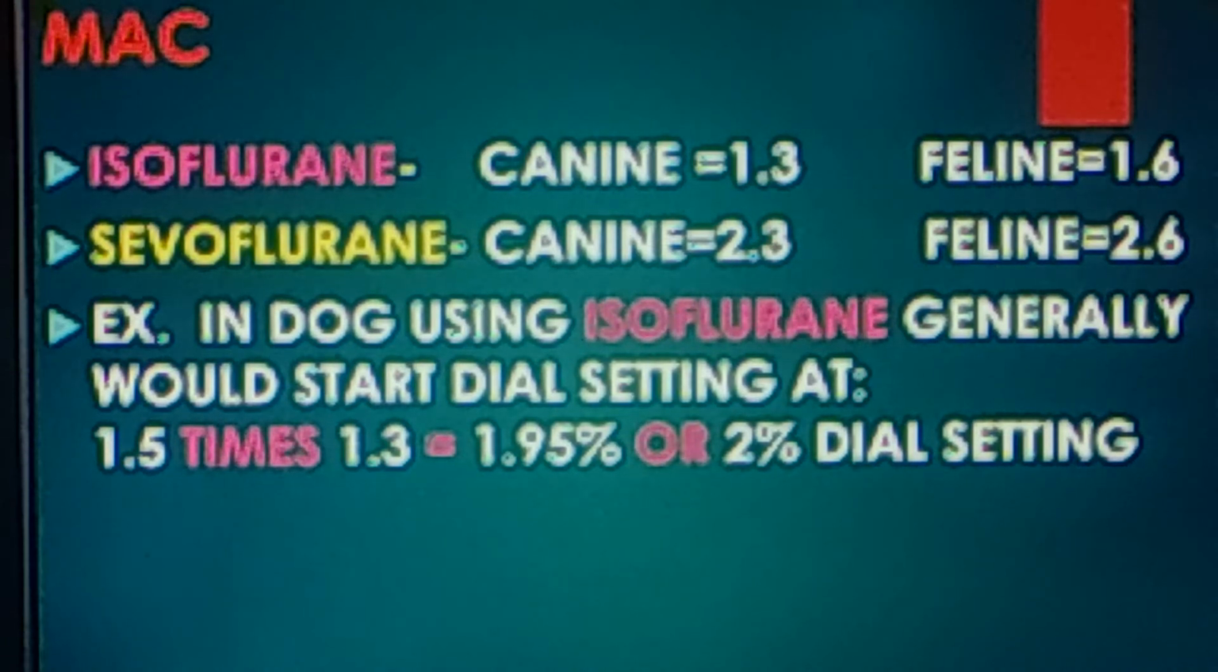So again, in the example I put up, using isoflurane in the dog, we generally would start the dial at about 2%. It's just 1.5 times 1.3, gets you to 1.95, or just up it to 2%. So that's a general starting point for most animals, and even the cat, even though if we do that math, it's a little bit higher than 2%. Most of the cats will start at 2%, and remember, we're going to use them on a non-rebreathing system.